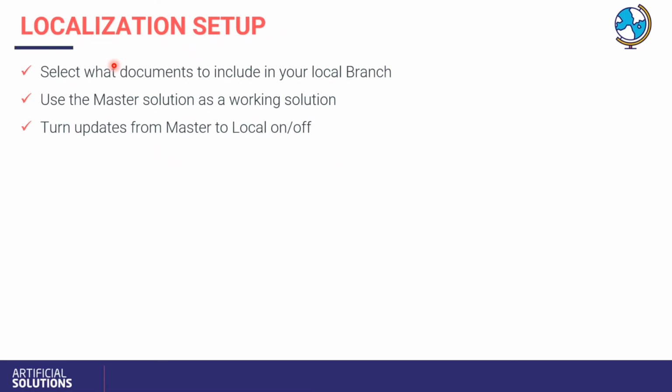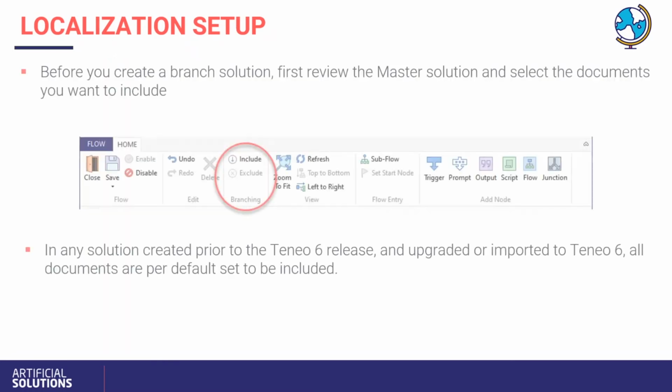I do my updates, and when I'm happy with that, I turn the updates to local solution on again. And at that point, the developer of the local solution will get the ping, the notification saying, hey, there's actually something for you to inherit. Now go grab this new updated flow and localize it into your language.